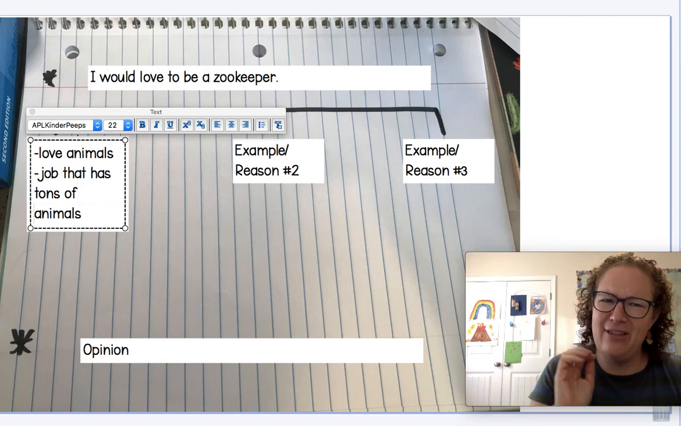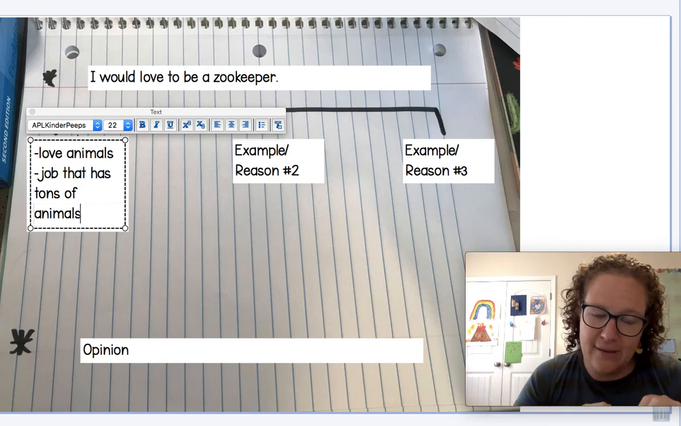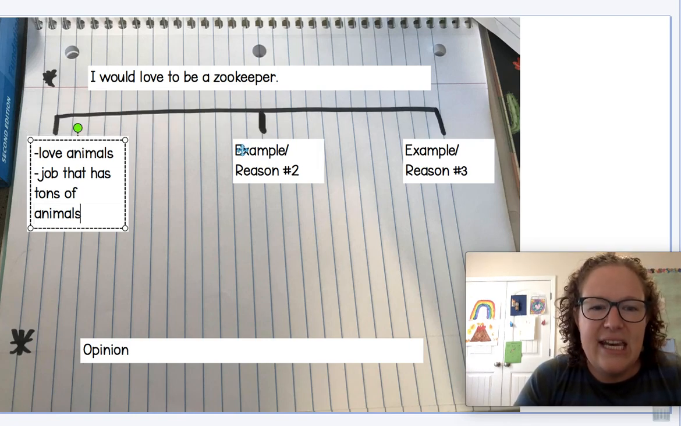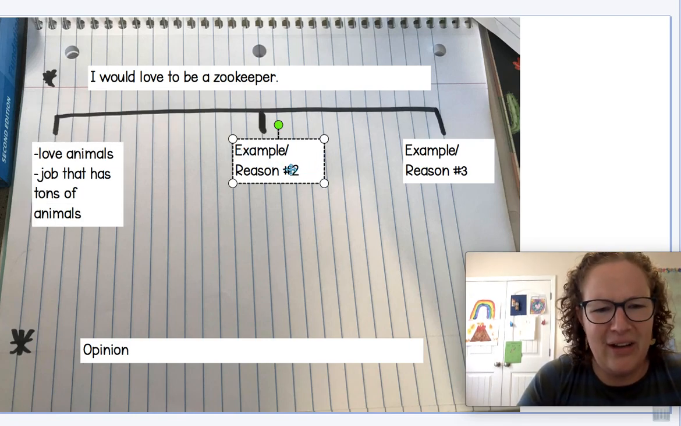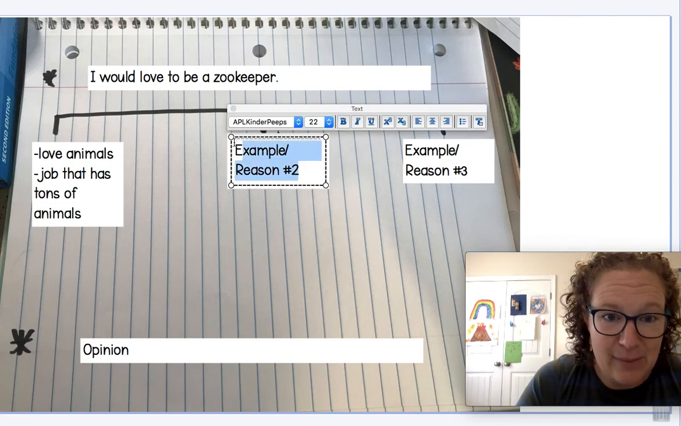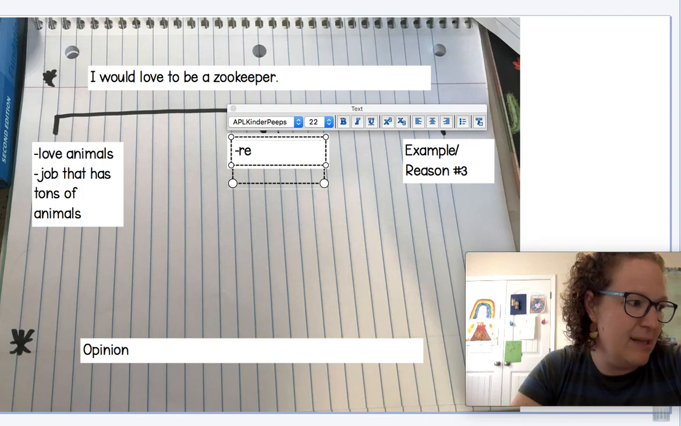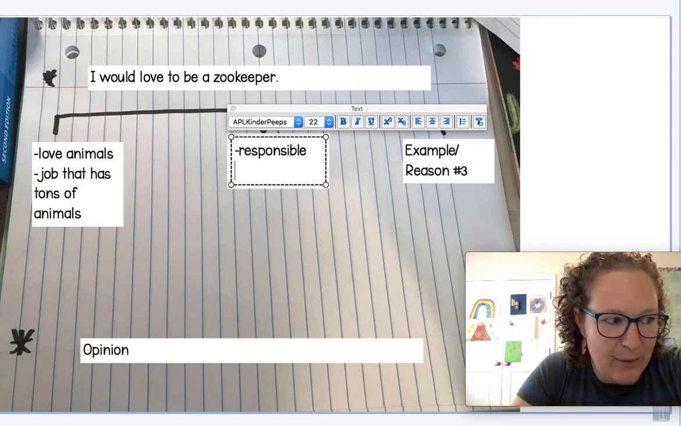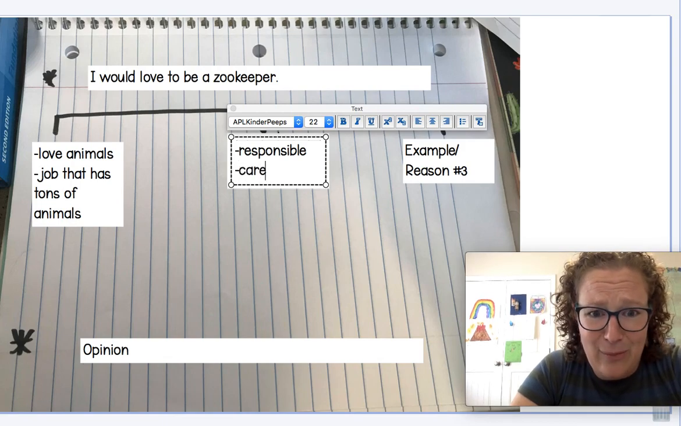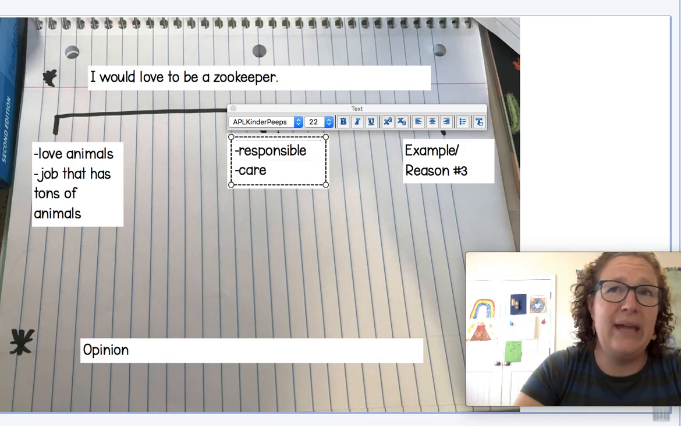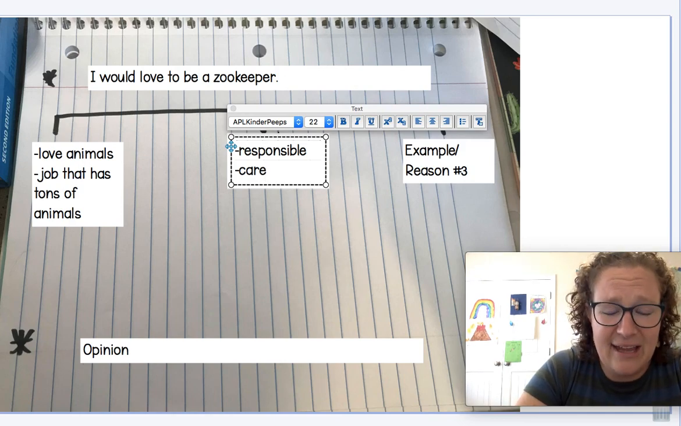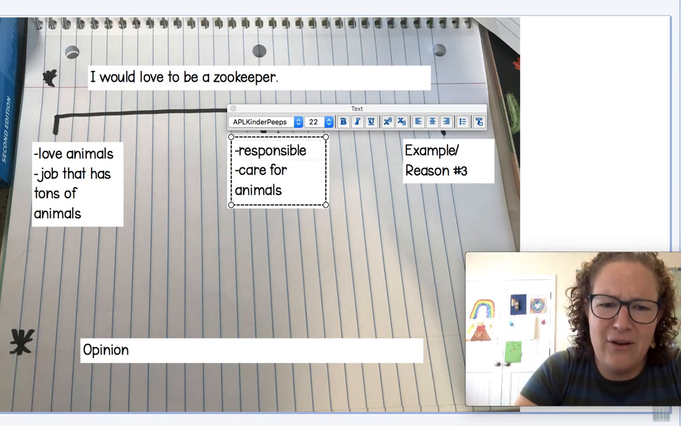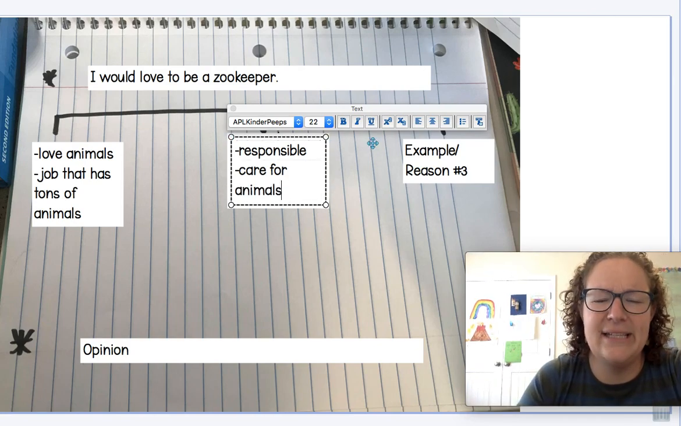So I'm just putting my thoughts down. Tomorrow, I'll use those thoughts to help me write a complete sentence. Now, my second example or reason is because I am super responsible. And I know that you have to be responsible to actually take care of those animals. To feed them and play with them and make sure they're getting everything they need. Care for animals. So I have those two thoughts for my next reason.